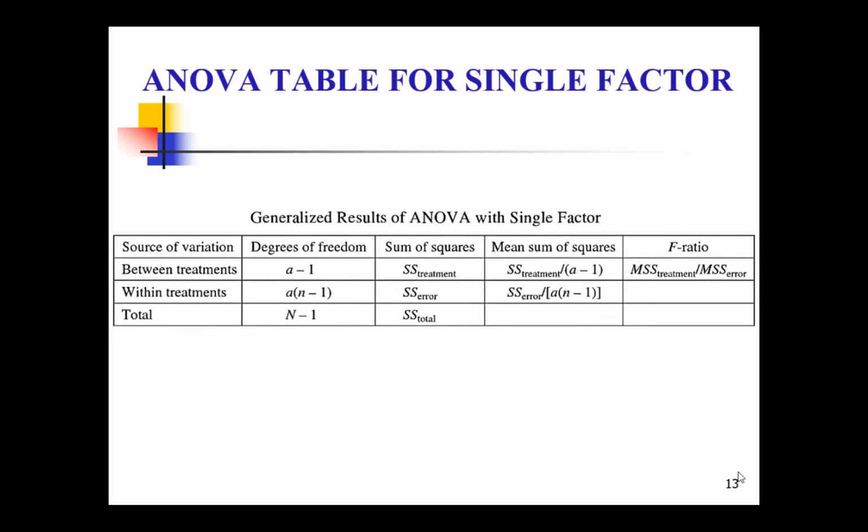So this is the formula that relates to the ANOVA table for a single factor. So here we have between treatments, within treatments, and total, and all these things. Here we have the formulas. So based upon these formulas, we can calculate.